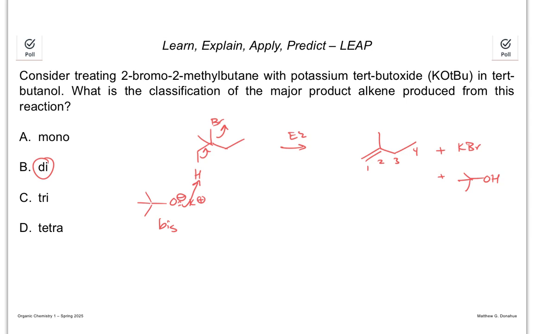Does that say bis? Like, what's that meaning? Oh, it says big, sorry. So big base, and then we can say small hydrogens, or easily accessible hydrogens.